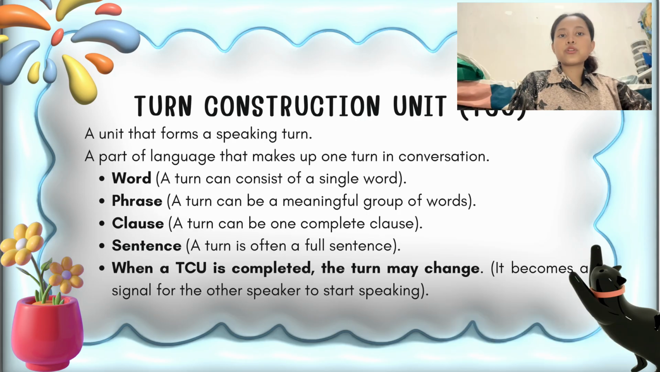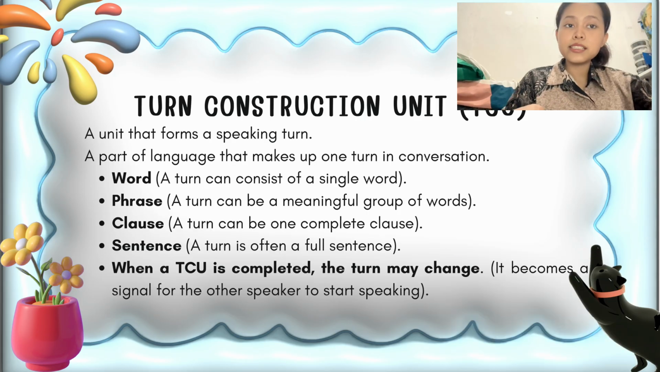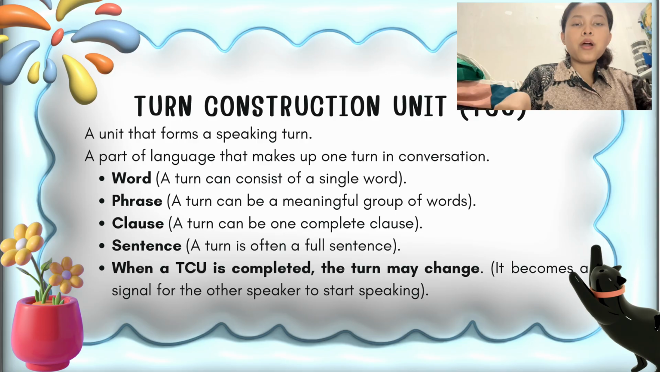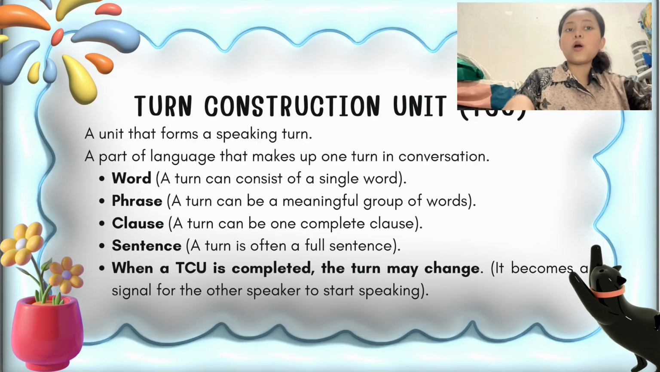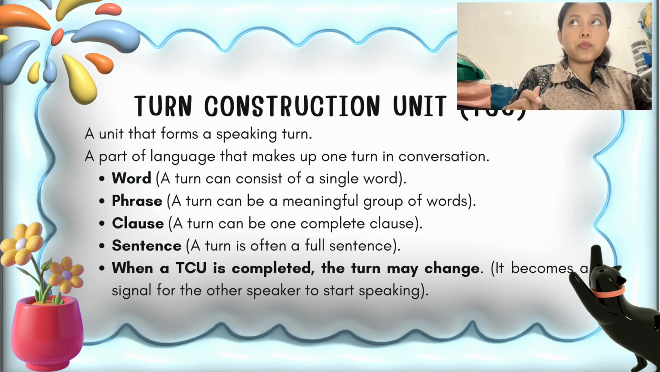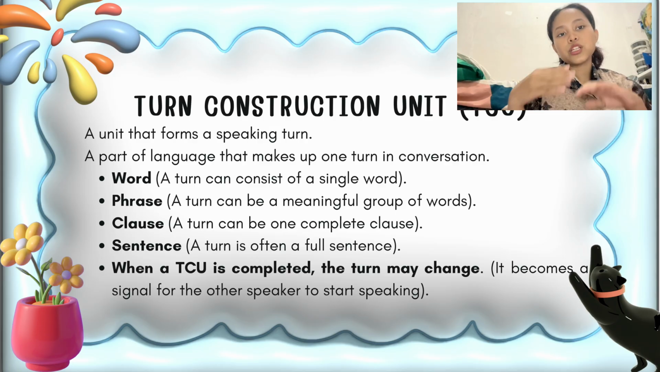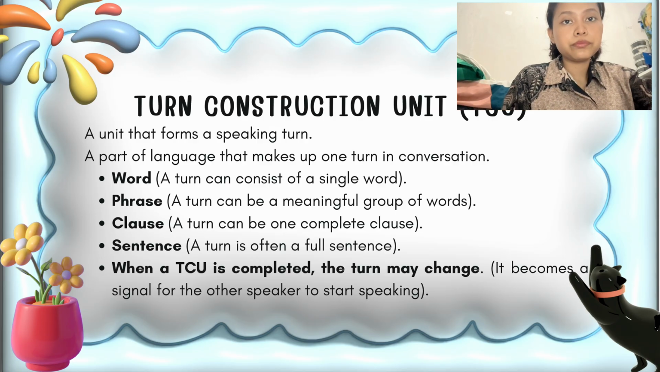Next, look at the turn construction unit or TCU. TCU is a unit that forms a speaking turn. It is a part of language that makes up one turn in a conversation. A turn can be a word, for example, yes or okay. It can also be a phrase, a clause, or a full sentence. When a TCU is completed, the turn may change. This becomes a signal for the other speaker to start speaking.